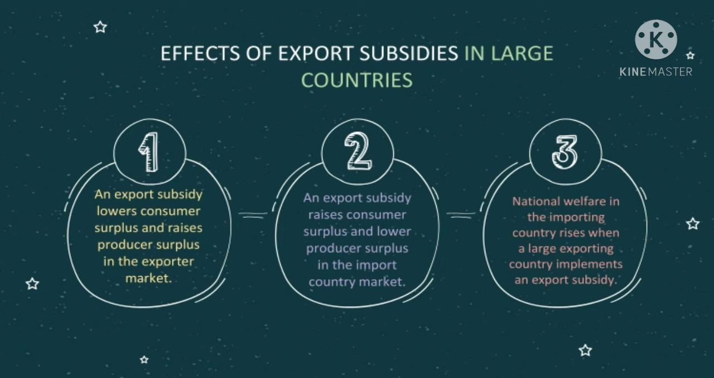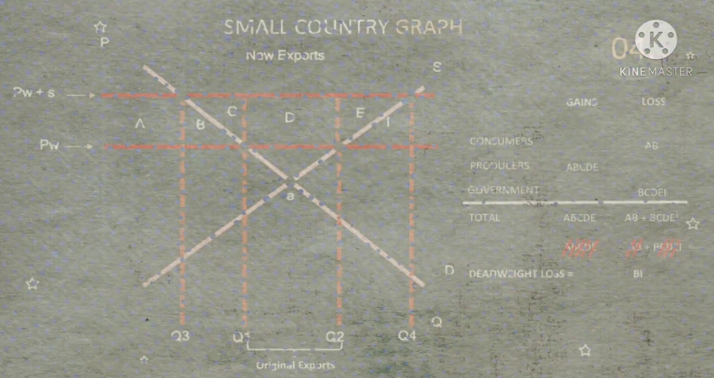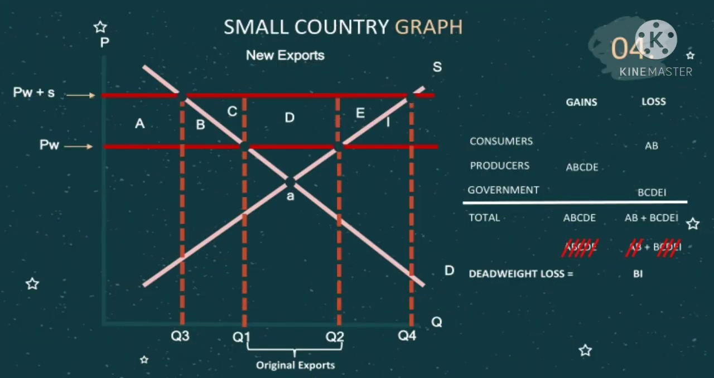This means that an export subsidy implemented by a large exporting country in a perfectly competitive market will raise national welfare in the importing country. To further understand what is export subsidy in small countries, here is an example.